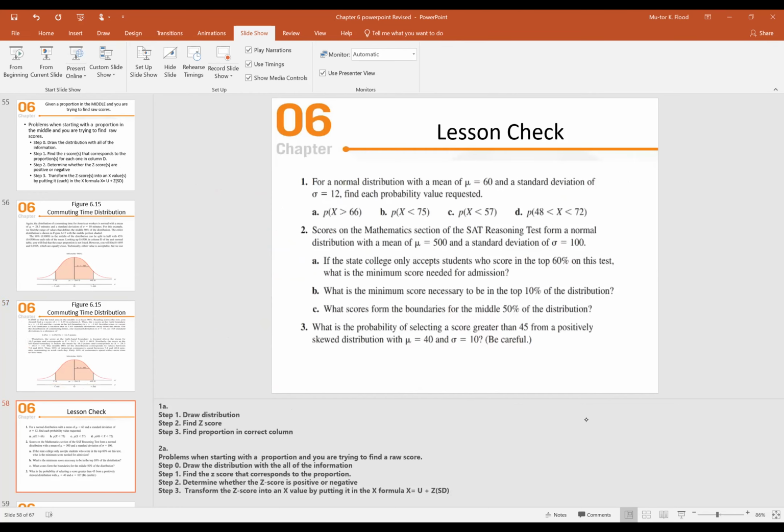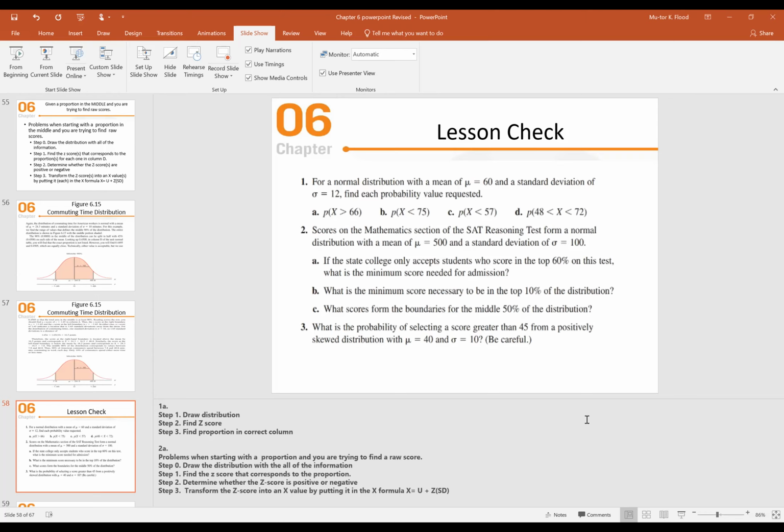All right. So let's do some of these problems, so we can see this in real time, how to go about doing these. For this first one, for a normal distribution with a mean of 60 and a standard deviation of 12, find each probability value requested. So we're starting with some kind of raw score, and they want us to find a probability.